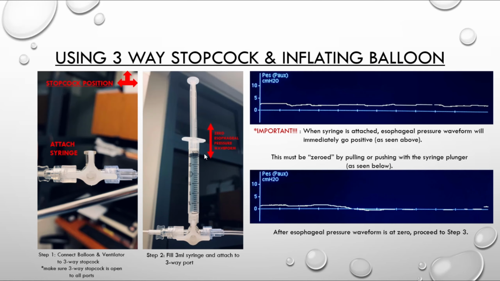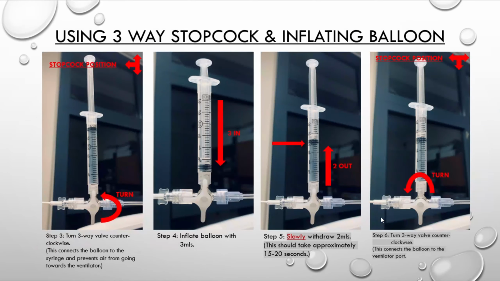Once you're zeroed out, you turn the stopcock counterclockwise, and this closes off everything from the ventilator. You'll put 3 mLs into the balloon and then slowly draw 2 mLs out. I do this over about 15 to 20 seconds.